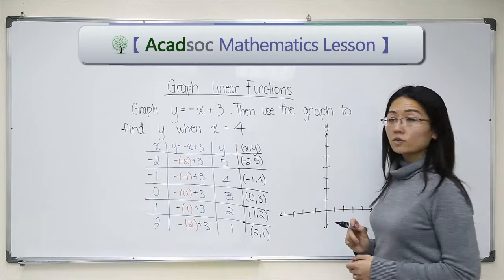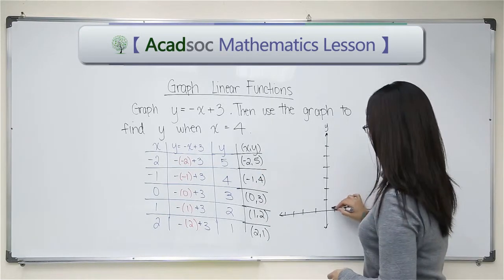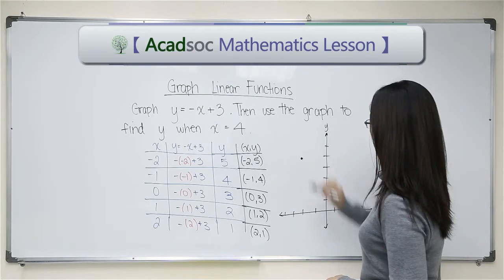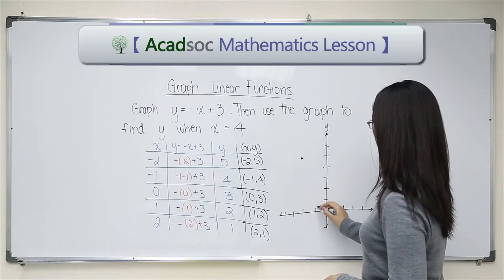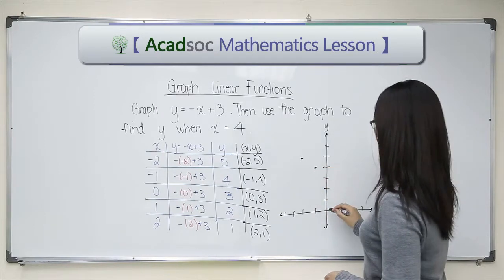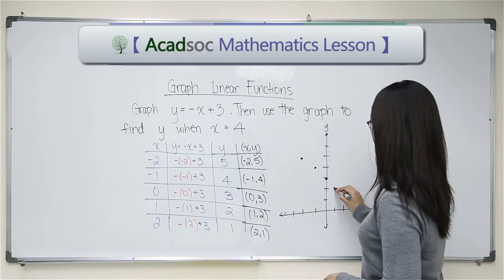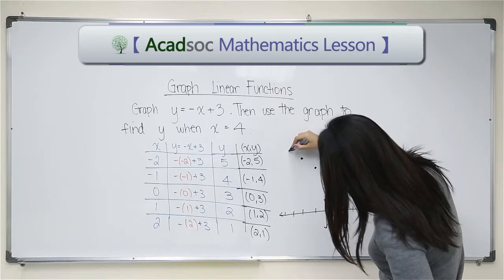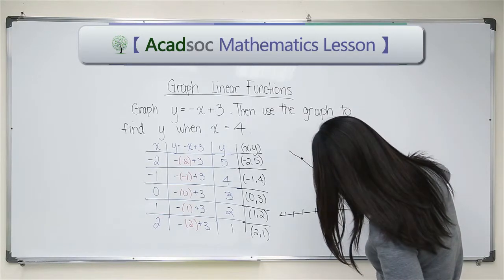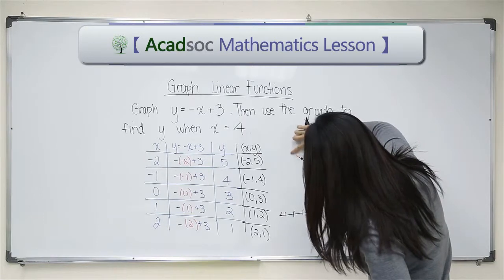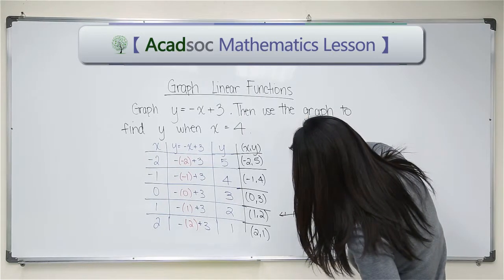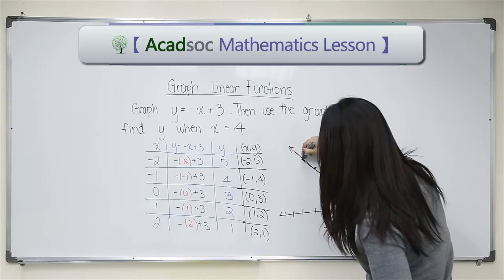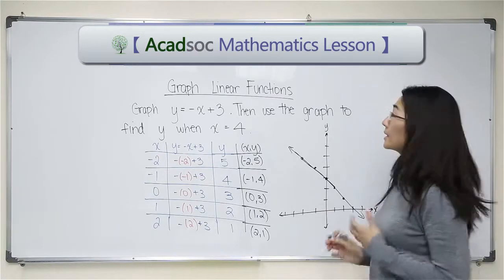So we could do a quick sketch of this graph. We have negative 2 on the x, then 5: 1, 2, 3, 4, 5. And then we have negative 1, 4; 0, 3; 1, 2; 2, 1. And then try your best to make a straight line connecting the 5 points. Not very straight on this end. There you go. So this would be the sketch of this linear function.